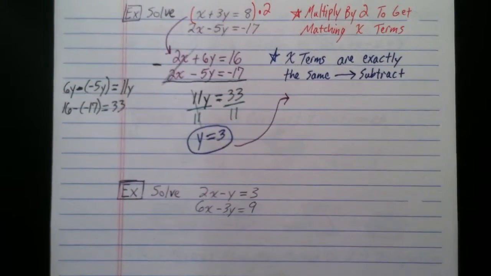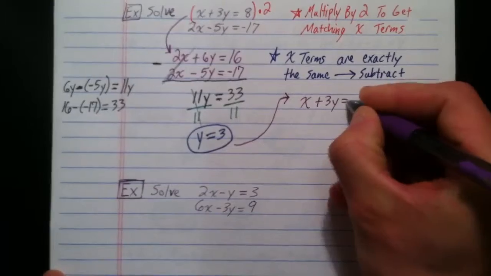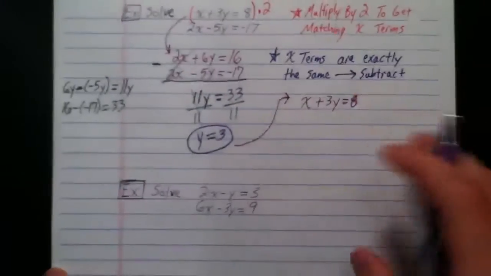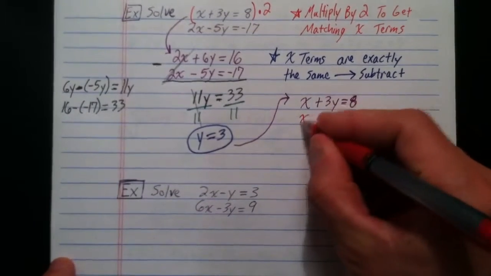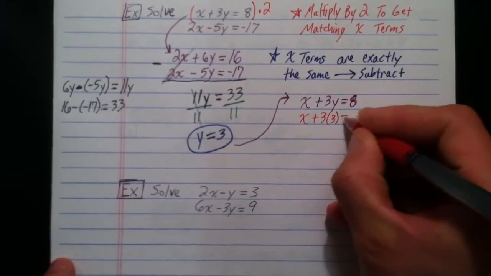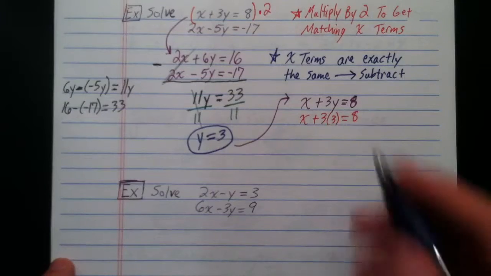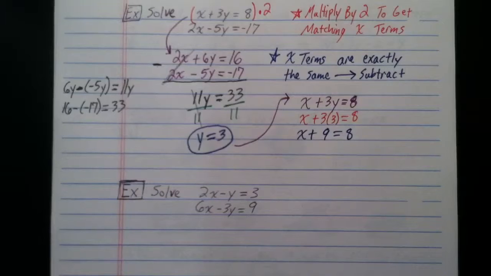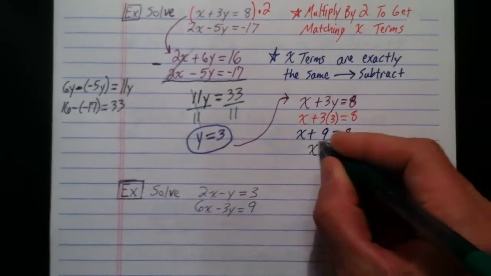Last example, there really wasn't one. This one, I would say the top equation would be easier. X plus 3y equals 8 was the original equation. Replacing the y with a 3, we get x plus 3 times 3 equals 8. And multiplying that out, we get x plus 9 equals 8. Subtracting 9 from both sides, we would get x equals -1.